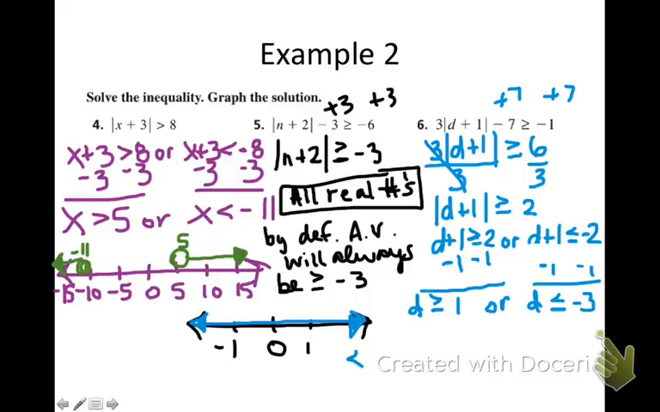And now we'll graph that compound inequality. Where we have d greater than or equal to 1, so we'll go ahead and shade that in. And it's a solid circle at 1 going to the right. And if it's less than or equal to negative 3, it's a solid circle at negative 3, and it's going to the left.